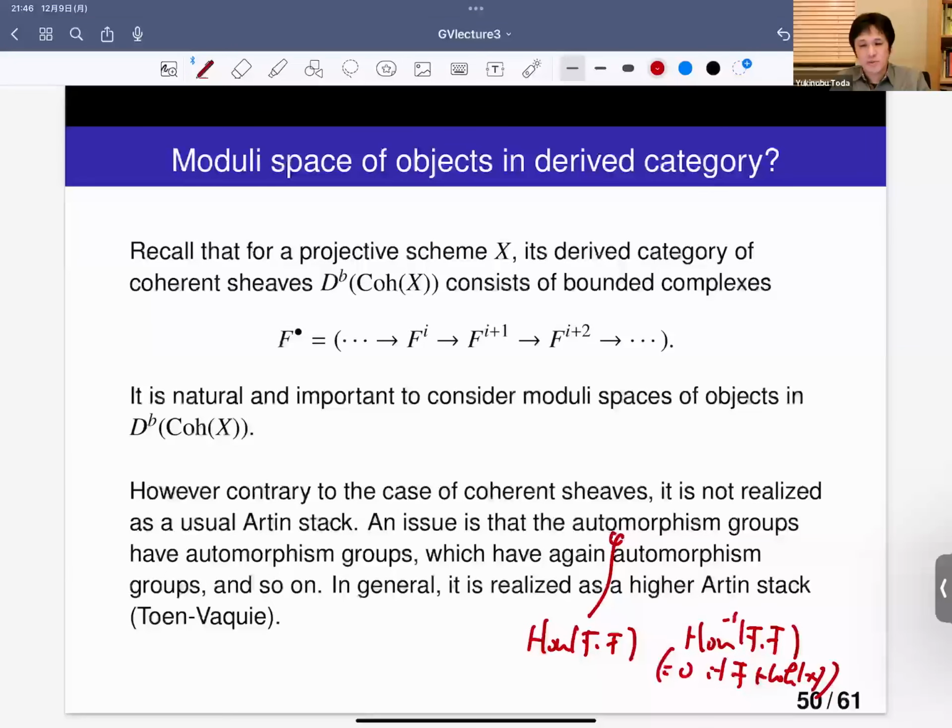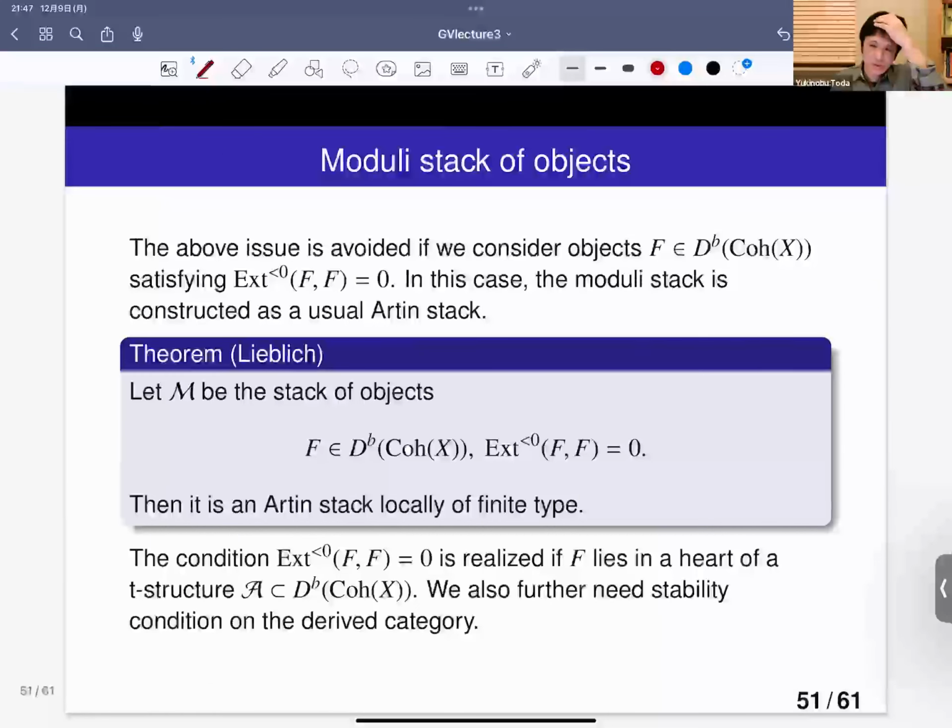But in the application to enumerative geometry, we don't have to consider such a very big higher stack. In fact, it is enough to consider objects in the derived category satisfying the vanishing of the negative Ext conditions. So this condition means that there are no higher automorphism groups. So in this case, we can consider the usual moduli functor from the category of schemes to the category of groupoids. And similarly to the case of coherent sheaves, it can be shown to be an Artin stack that is locally of finite type. That was a result by Lieblich, more than 20 years ago.